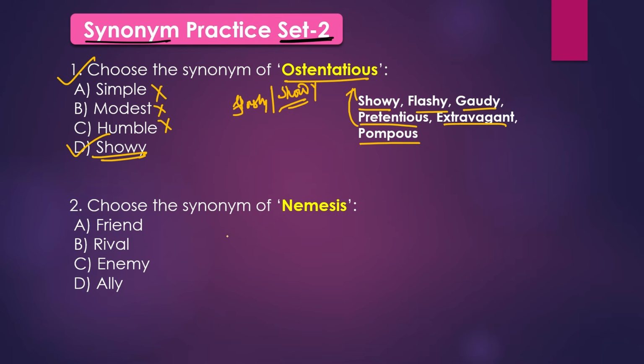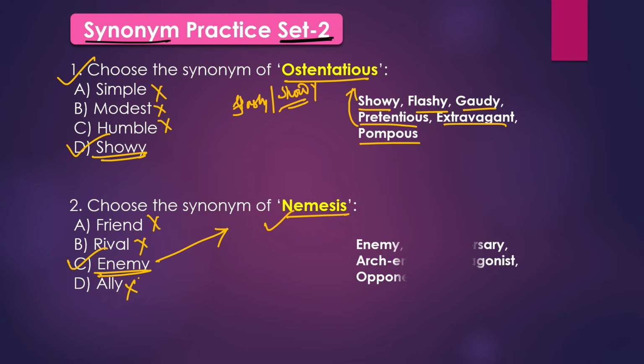Next, choose the synonym of the word nemesis. So the word nemesis refers to a powerful enemy or one who causes downfall. Simply you can say the word nemesis means enemy. So look at the options. Option C, that is enemy, is the correct synonym of the word nemesis. Friend, rival and ally, these are totally inappropriate in this context. Okay, now look at some extra synonyms of the word nemesis. So here enemy, foe, adversary, arch enemy, antagonist, opponent, rival, these all are the synonyms.